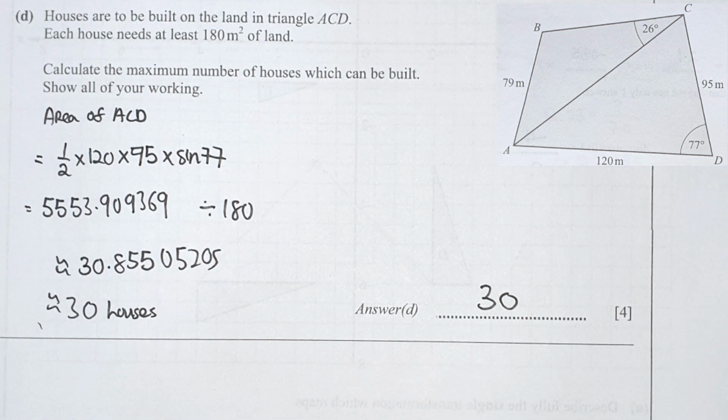Question D, area of ACD. This one, we are just using half AB sine C. So half times 120 times 95 times sine 77. Then divide it by 180 meters square to calculate how many houses we can build. So it will be 30 houses. You're required to round down the results for this because there's no 30.8 houses.